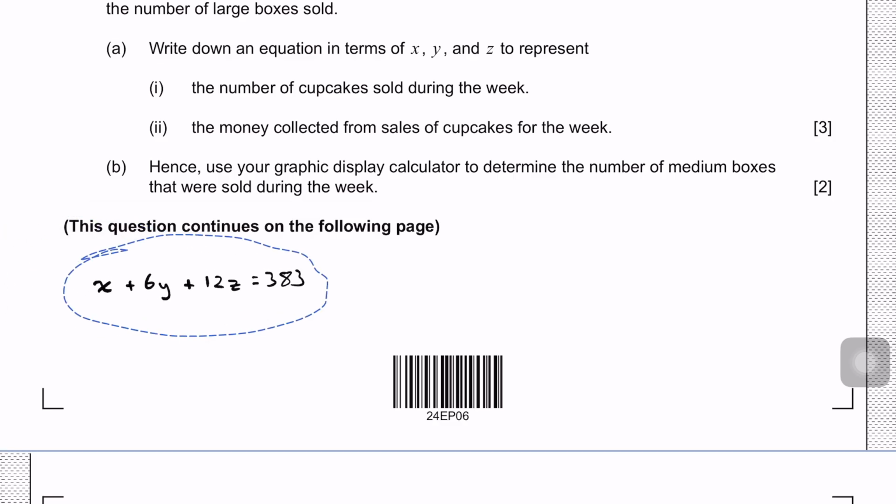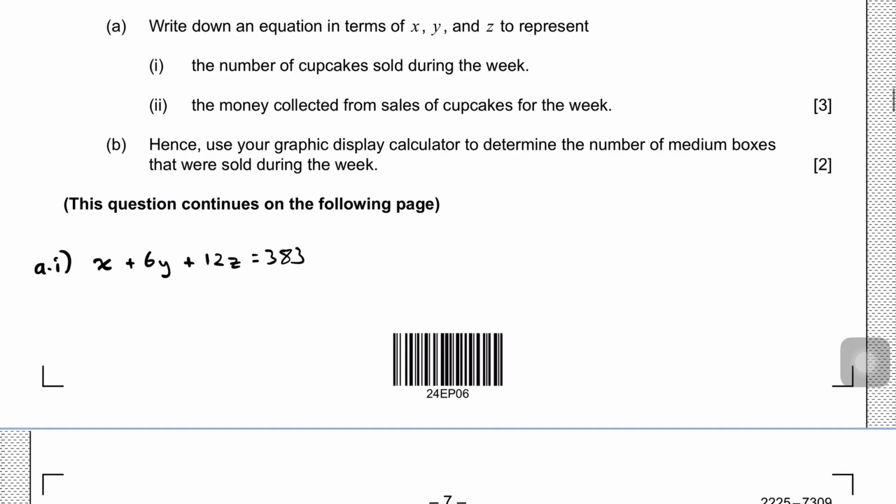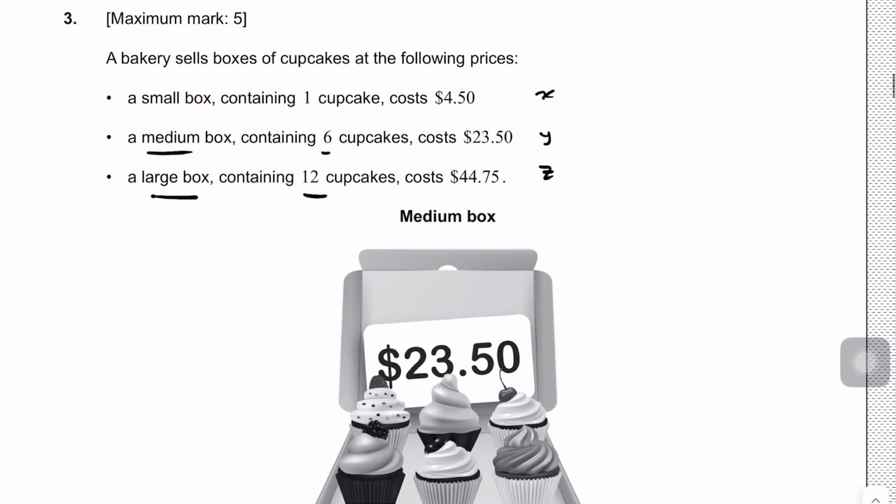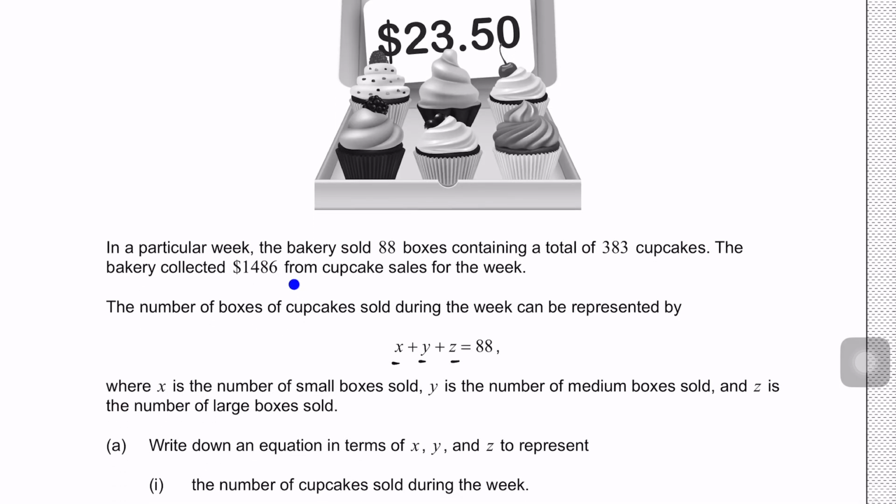Okay, so part A1, what is a relationship in terms of x, y, and z that represents the total number of cupcakes sold? Well, x plus 6y plus 12z equals 383. 383 total number of cupcakes sold. All right, let's look at part 2. The money collected from sales of cupcakes for the week. Okay, so an equation in terms of x, y, z, and this is the money collected from sales of cupcakes for the week. Okay, so I think they told us they made 1,486.